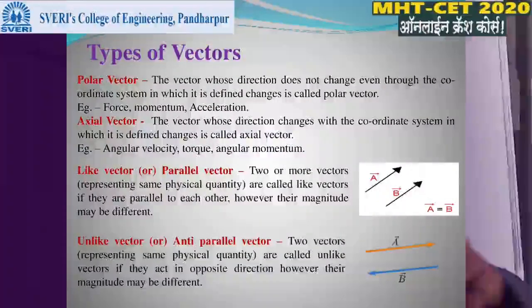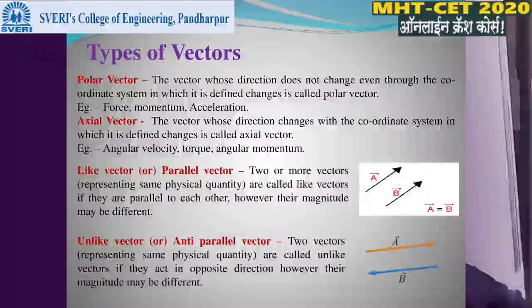So there are some different types of vectors. The first type of vector is the polar vector.